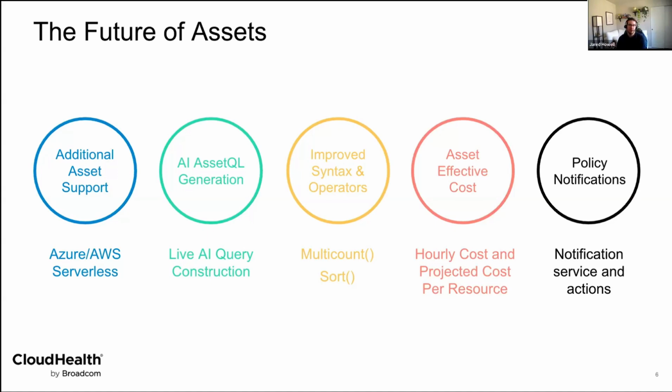Asset effective costs, really excited about this one. The top 20 resources by count and spend for AWS and Azure will be coming out this month. You will get the hourly cost and projected cost per resource directly in the graph view. If you think about a lot of the queries that Vijay showed you, the next step is giving you a cost lens on what you could save by actioning on it. So I have a list of unattached EBS volumes. Now we can show you the cost per month and the hourly cost for that resource.